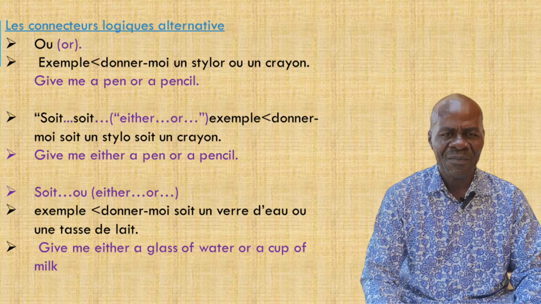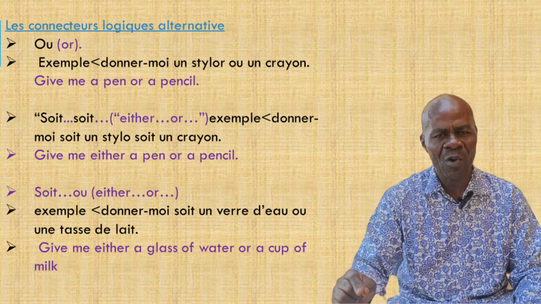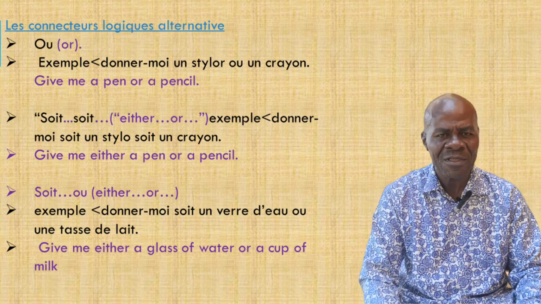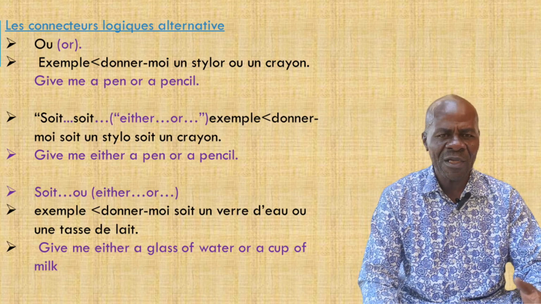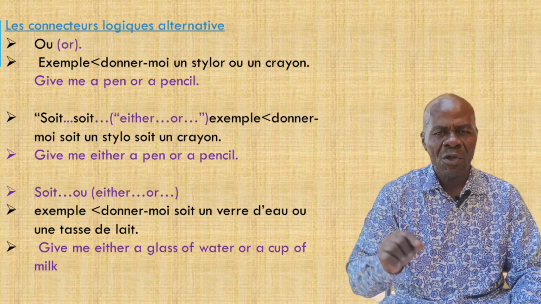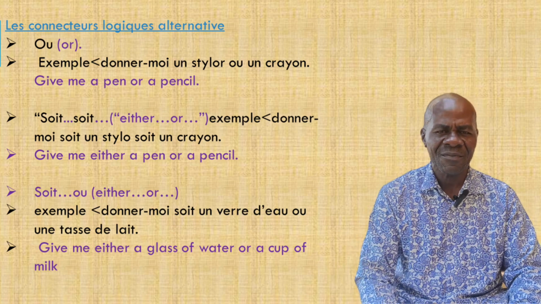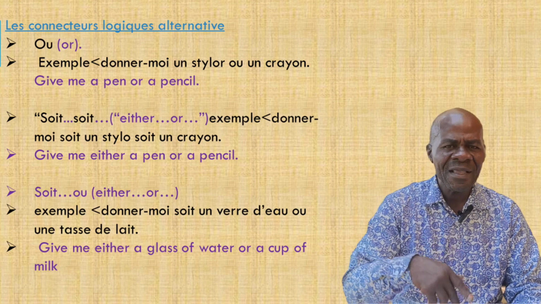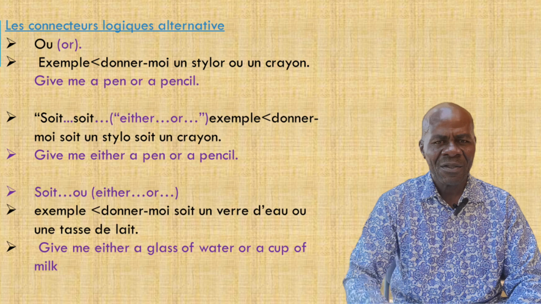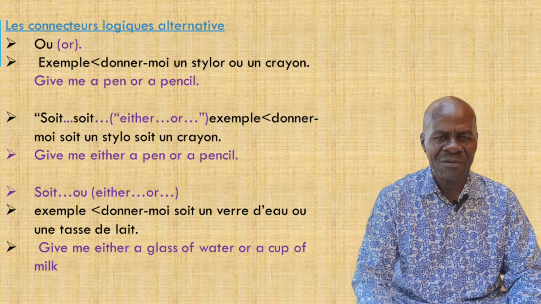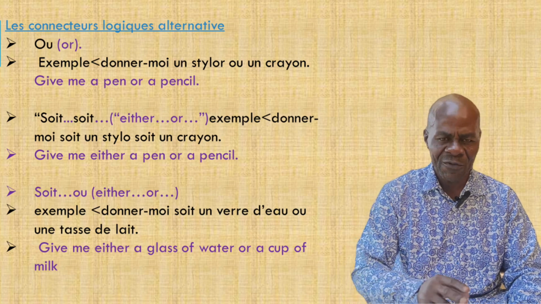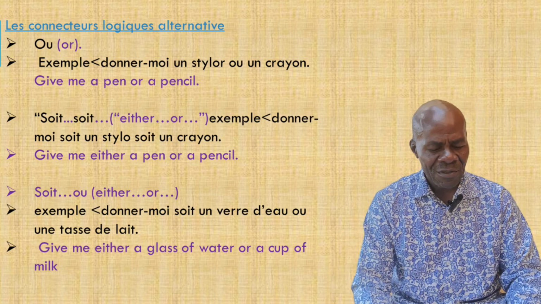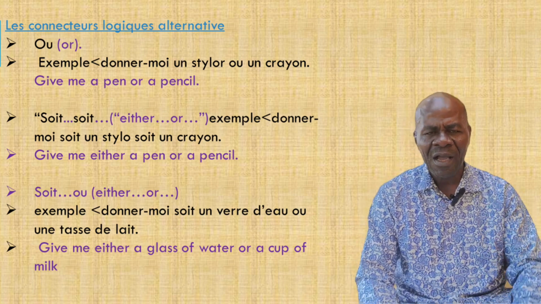Ou is there. You also have soit, soit. Soit, soit. The same sentence can go with this expression. Donnez-moi soit un stylo, soit un crayon. Soit, soit. You see? So this simply means give me either a pen or a pencil. In English language, we use either or, but in French, we use soit, soit. You see? So you can also use soit and ou.